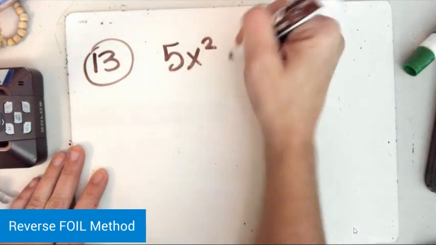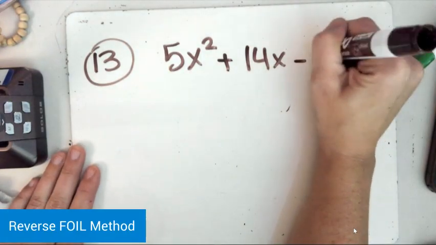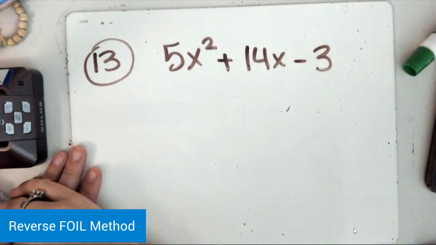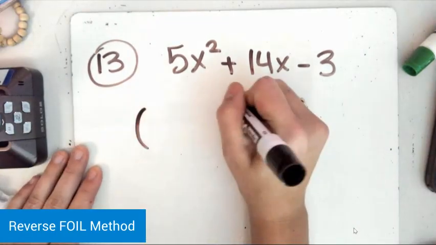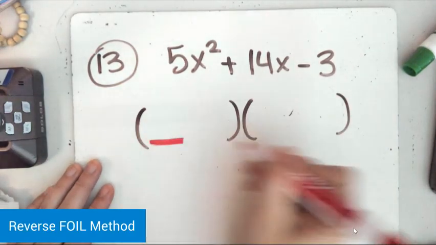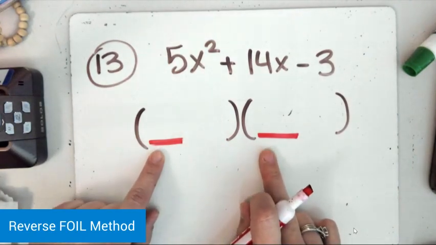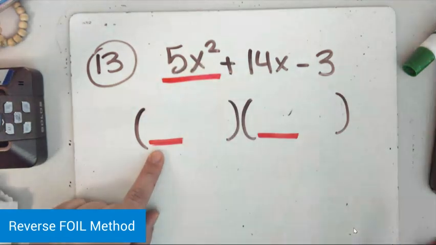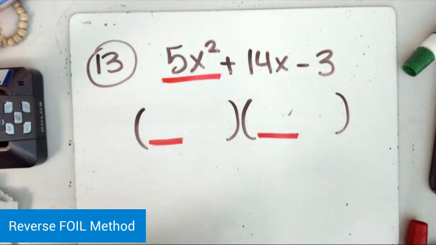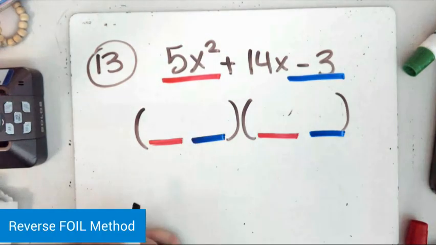5x squared. Now I'm giving you a whiteboard for a purpose, because it's kind of like a trial and error method. You're just going to try and see if it works. And if it doesn't, you're just going to switch some numbers around. This times this is going to give me what? Very good. This times this is going to give me perfection.